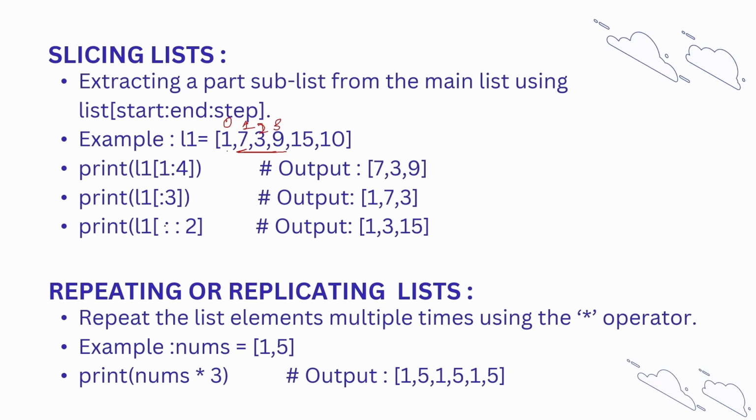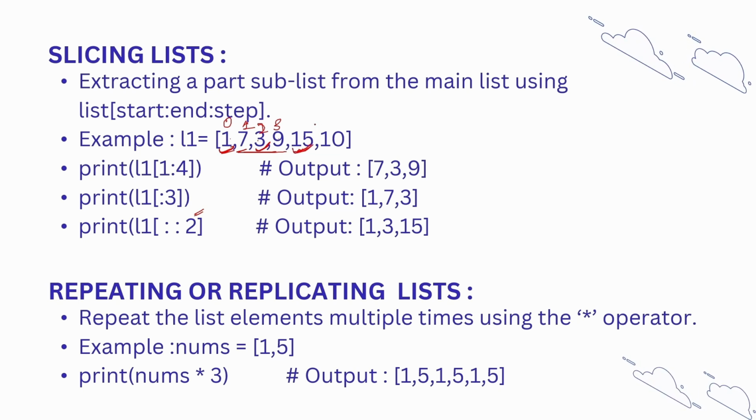Here it says start from 0 because nothing is mentioned, so we start from 0. Again here the end is not mentioned, so we take it to the end position, and here step is 2. So we will start from 0, take the element at the 0th position, then step 2 points, 1, 2, and take this 3, then again step 2 points, 1, 2, then take this 15. Okay, this is how slicing is done.